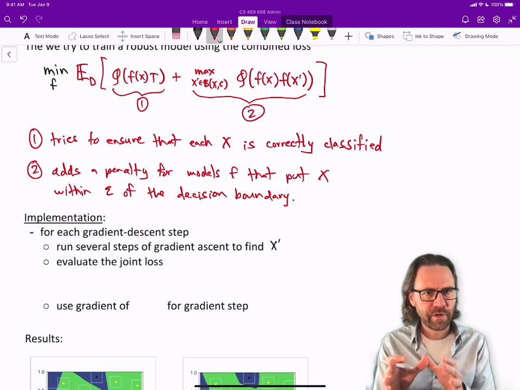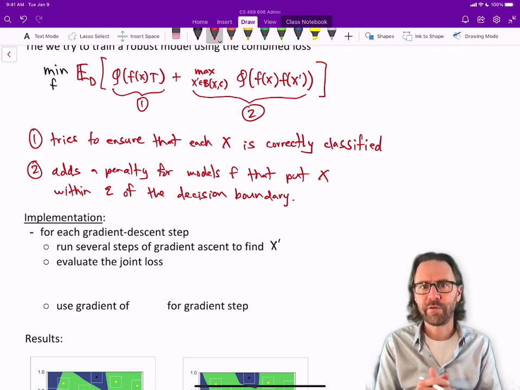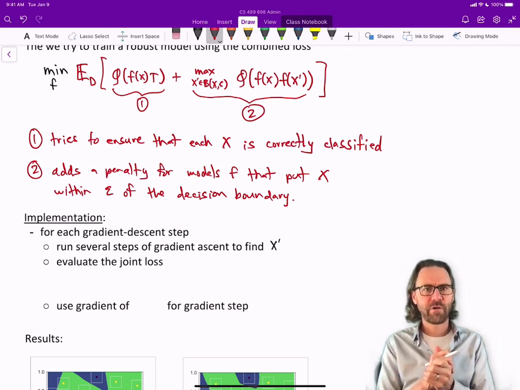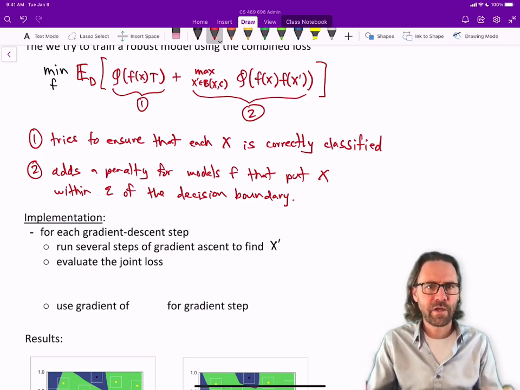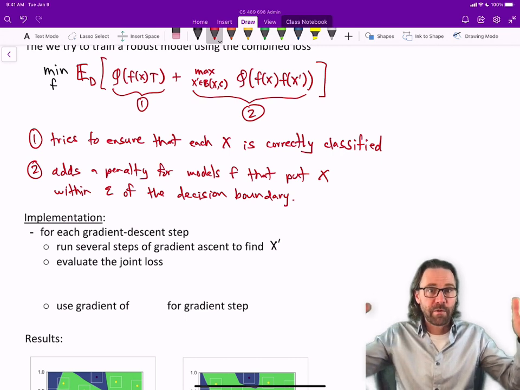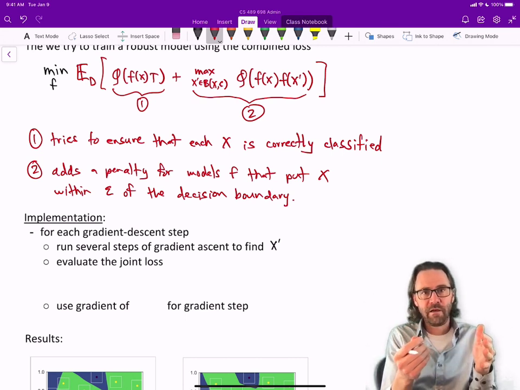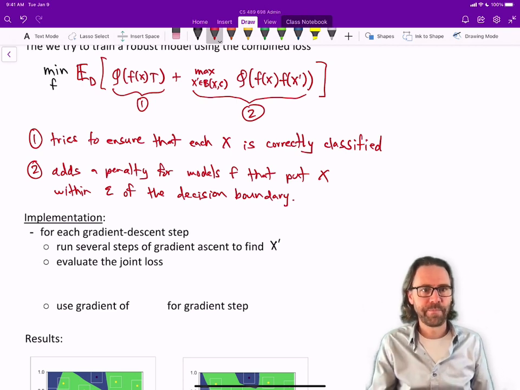One is really trying to ensure that the classification of the data set is correct. The other one is basically saying, for the worst case scenario, let's try to avoid putting the decision boundaries close to our samples. If we can place the decision boundaries away from our samples, then an adversarial attack that's within an epsilon ball is not going to be able to reach the decision boundary.